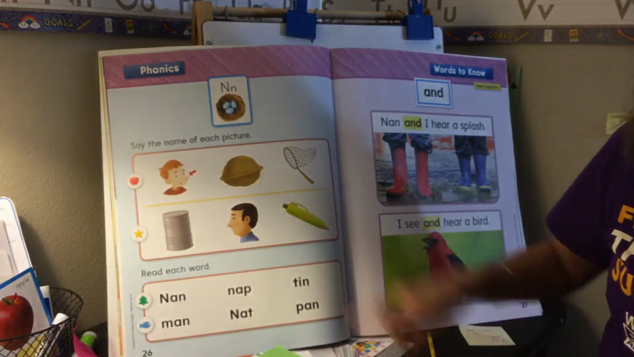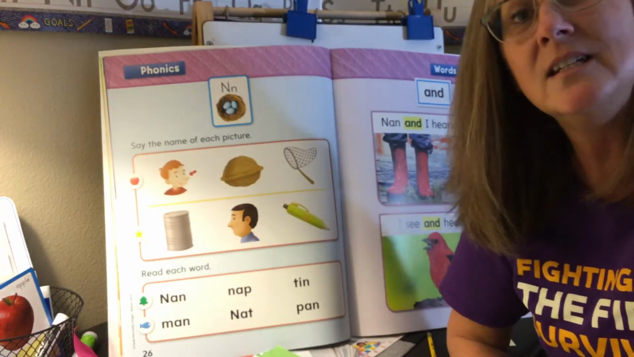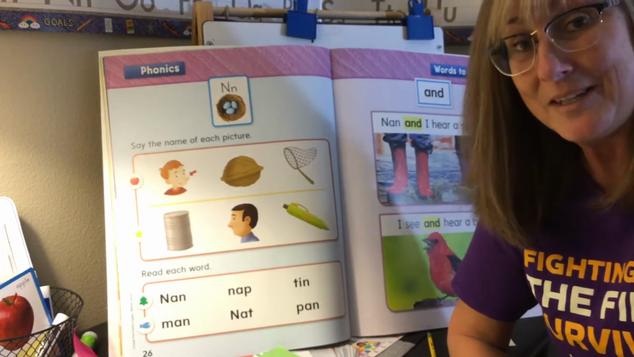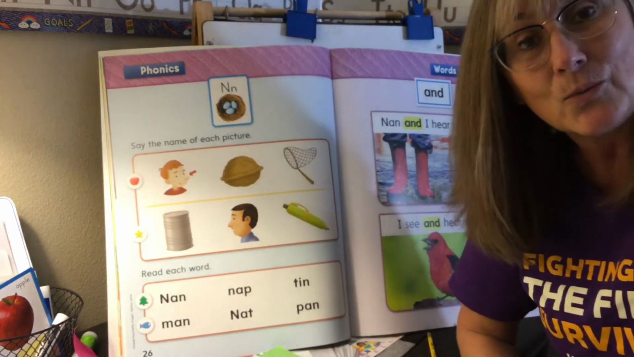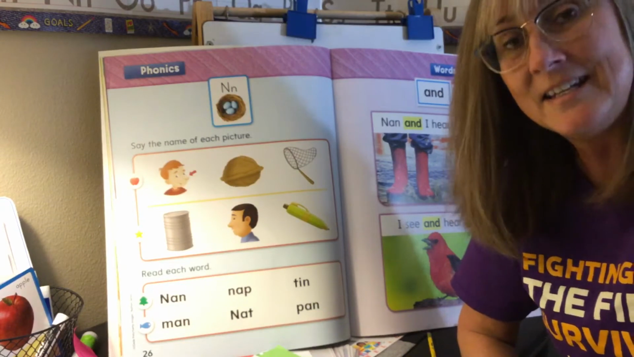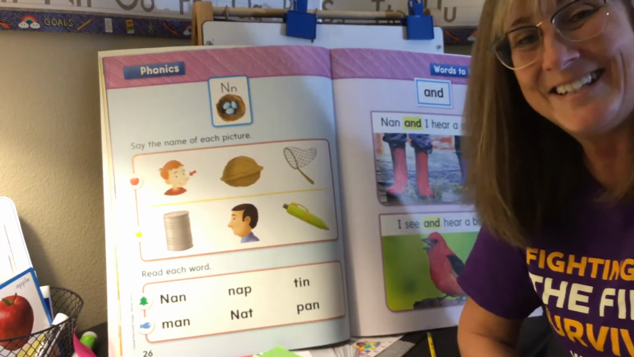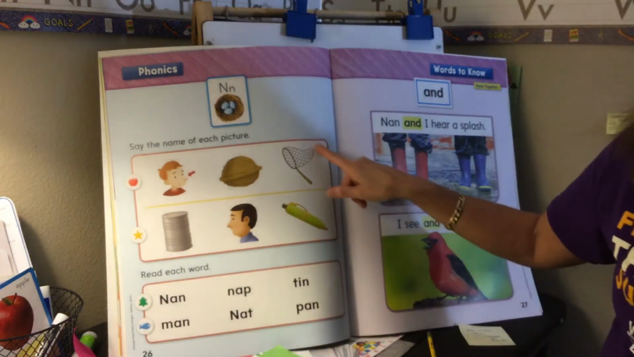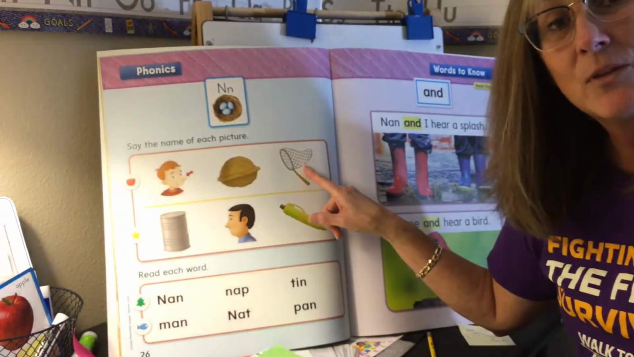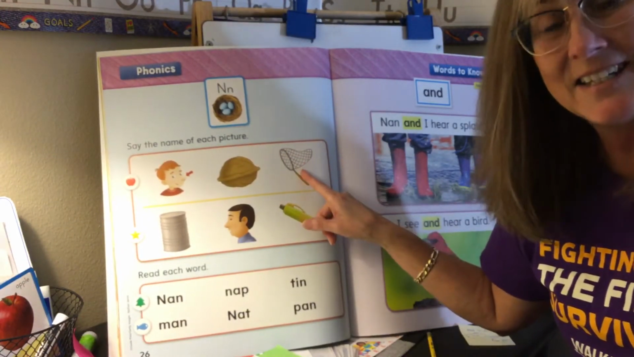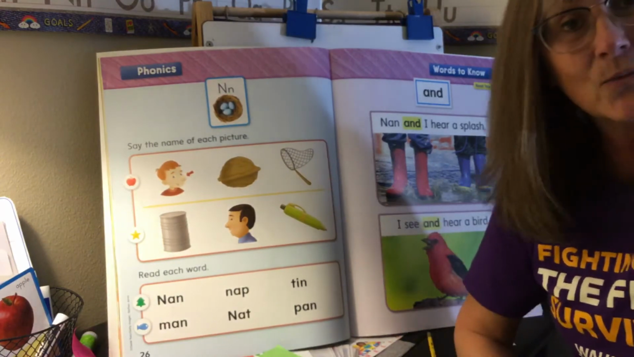And the next is a picture of a nut. Say it with me. Nut. Do you hear it at the beginning? Okay, so we're going to do nut. Nut starts with N. Do it with me. Nut starts with N. And then over here, the last one is net. Can you say it with me? Ready? Net. Did you hear it at the beginning? Let's do net. Net starts with N.